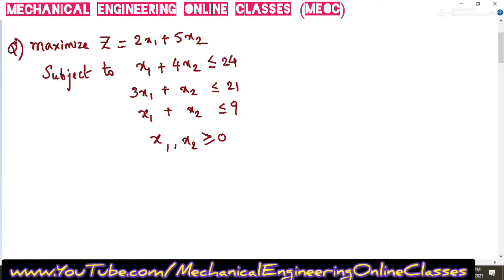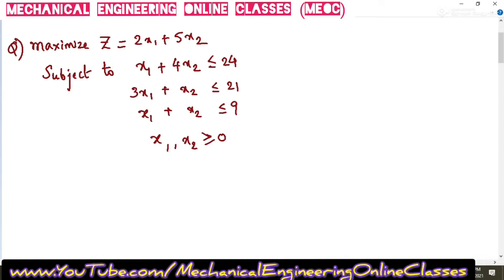The first being x1 plus 4x2 is less than or equal to 24. 3x1 plus x2 is less than or equal to 21 is the second constraint. x1 plus x2 should be less than or equal to 9 is the third constraint. And x1 and x2 both should be greater than or equal to 0. All the variables being greater than or equal to 0 is the non-negativity restriction.